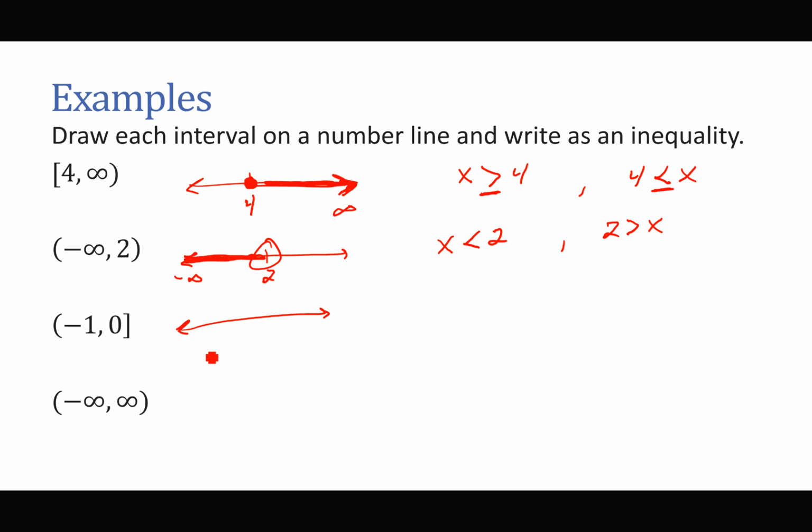All right, the next one from -1 to 0. It's going to be an open circle at -1, a filled-in circle at 0, and everything in between. So this is saying -1 is going to be less than x, but it's going to be less than or equal to 0.